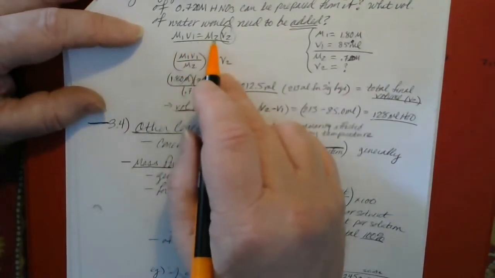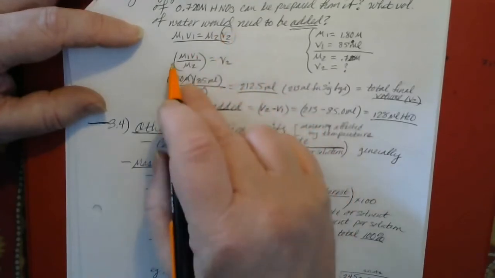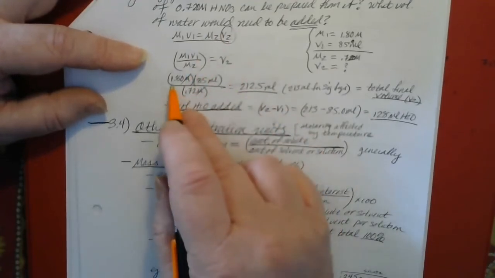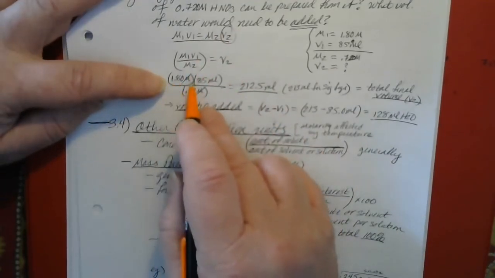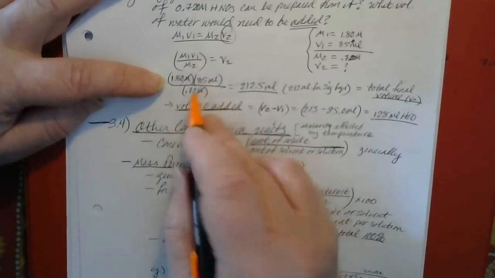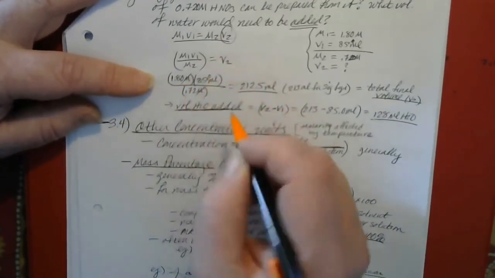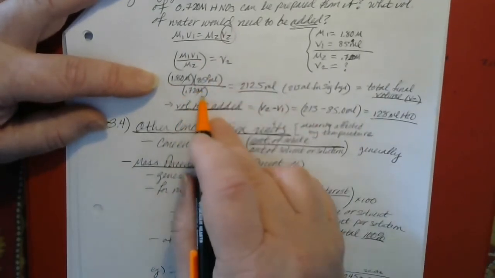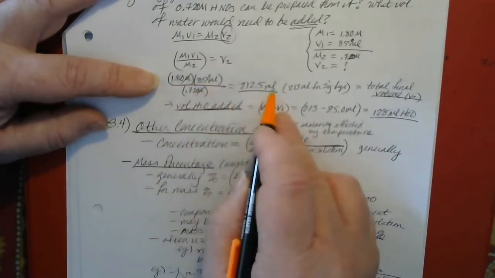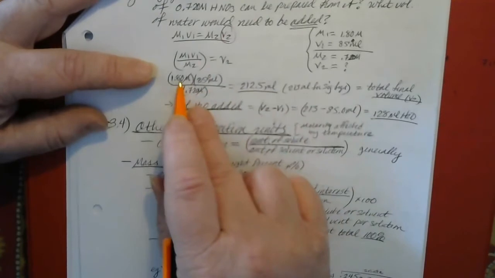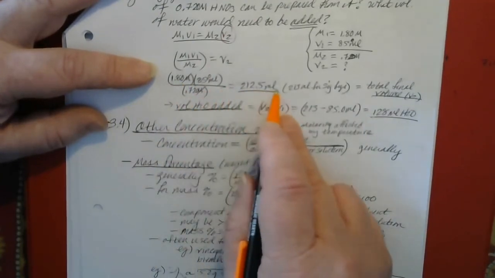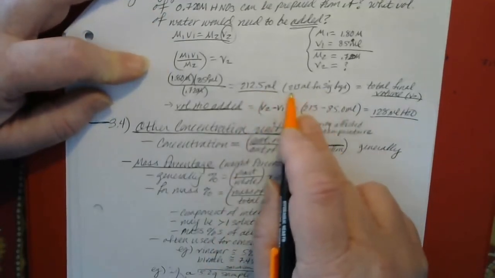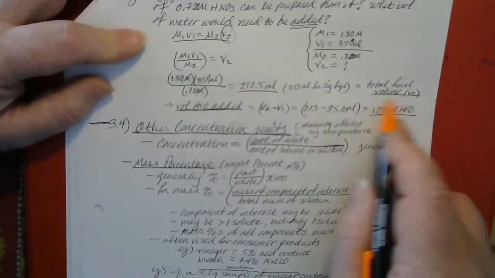Okay, so M1 V1 equals M2 V2. Solved for V2 would be M1 V1 over M2. And that's M1 is 1.80 molar, and V1 is 85.0 milliliters, over M2, which is 0.720 molar. Notice the molarities cancel and you end up with milliliters for the volume. And that would be 212.5 milliliters, although for 3 significant figures, you'd have to round that off to 213. And that is the total final volume of the solution.